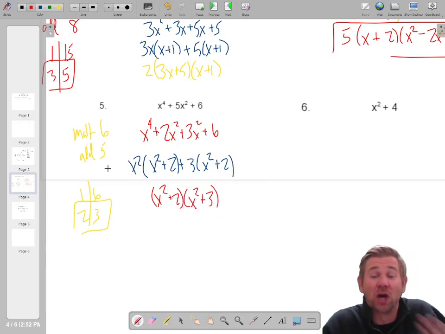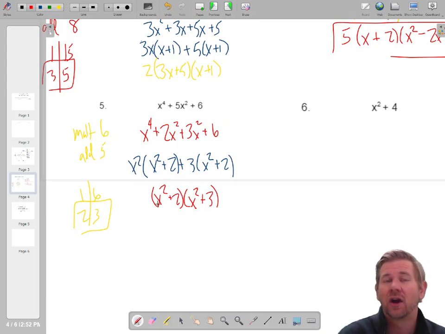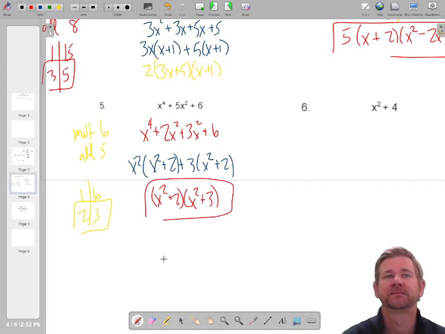Now we need to be like, can I keep going? There's 2 terms here. Are they perfect squares? No. Are they perfect cubes? No. Same thing here. These aren't perfect squares or perfect cubes, so you are completely factored at that point.